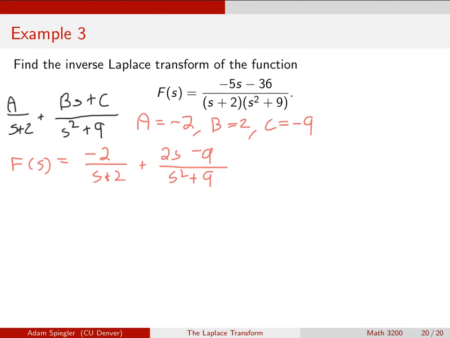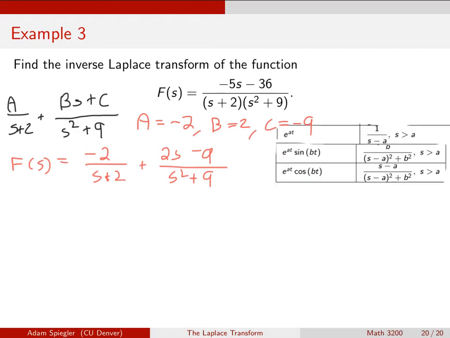And then we look at our table of Laplace transforms, which I've taken the relevant ones and pasted over here. For example, this one over here is very much an exponential looking thing. So when we take the inverse Laplace transform of this one, the minus 2 can be brought out front, and then we take the inverse Laplace transform of 1 over s plus 2, which is going to give us e to the minus 2t, right? Because the a value here is minus 2.